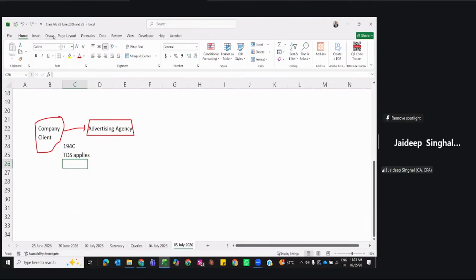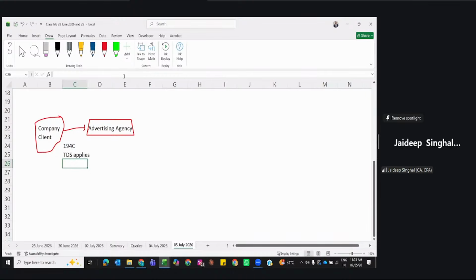Next, will this advertising agency run on the TV, or they don't own the TV channel? They will pay to the TV channels, let's suppose Aaj Tak. Will TDS apply on this? There will be no TDS on this. The circular has clarified there will be no TDS on this, right?